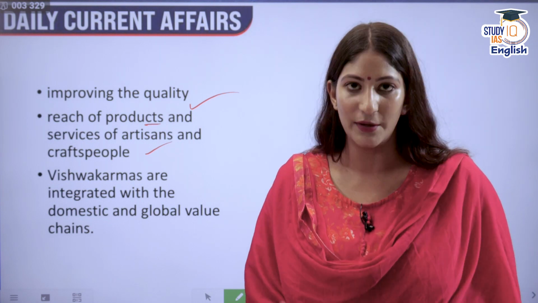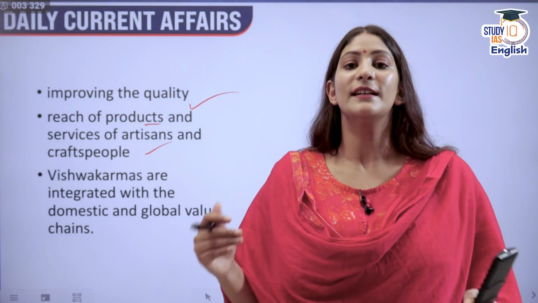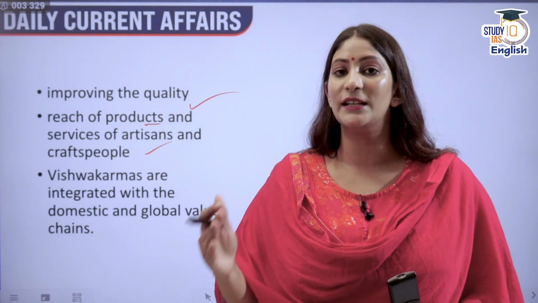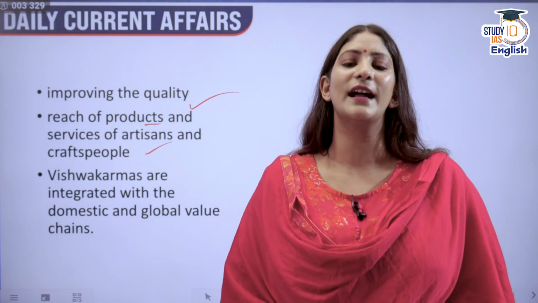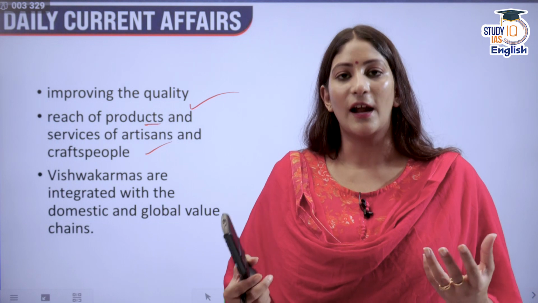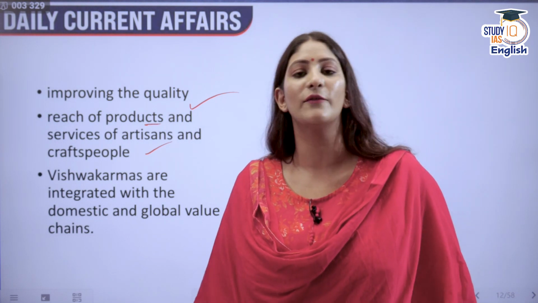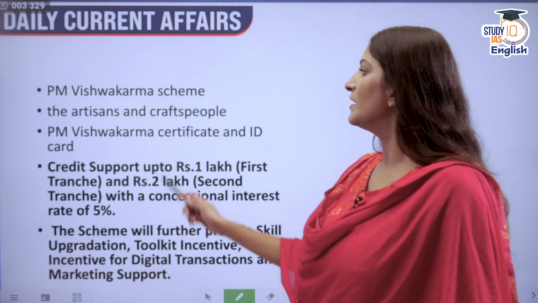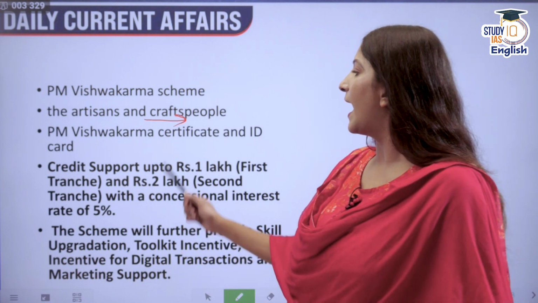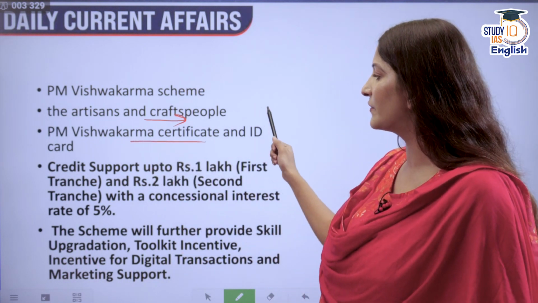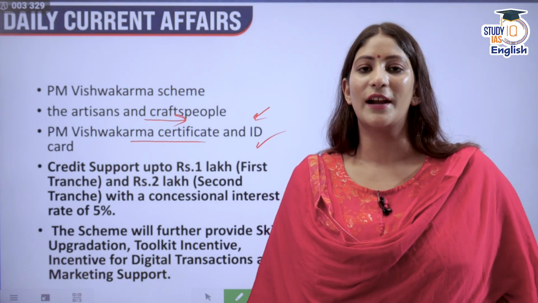Whatever craftsmen are producing, the integrity of the market will be such that the supply will be met with the demand, so that they are better known in the economic structure, that yes, this is our craftsmanship and this is how it is reaching the public at large. So we have to create demand and supply chains as well. This will of course take care of the artisans and craftspersons, and they will be provided a PM Vishwakarma certificate and ID card. What is the government trying to do over here?